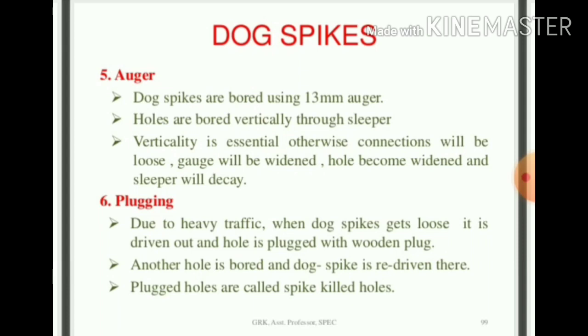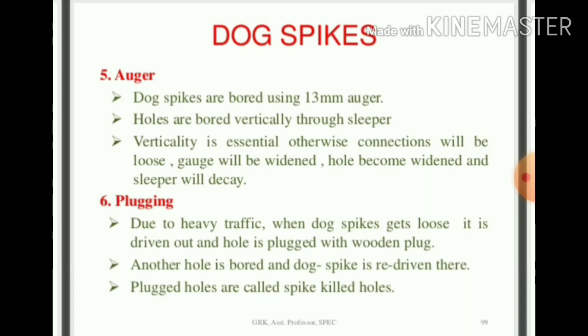Understand now? Because you see here, the dog spikes are bored using a 13 mm auger, and they are bored vertically through the sleeper, and verticality is essential in this case, because if you do not maintain verticality, the connections will loosen and the gauge distance will be widened. It means the gauge distance will change, and also the hole becomes widened and the sleeper will decay. Understand? Because this is one of the disadvantages of wooden sleepers. They can undergo decomposition or decaying.